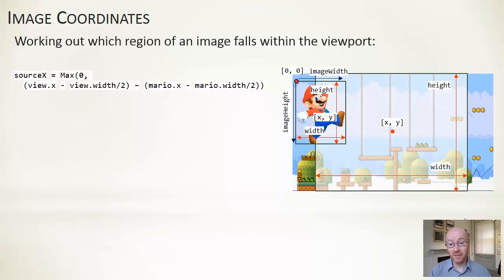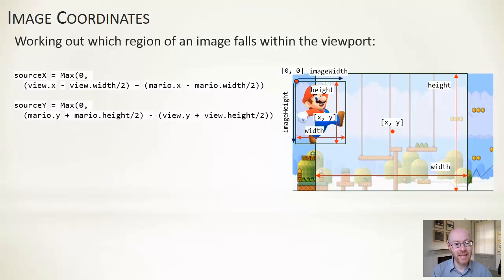We're doing exactly the same for the y coordinate, looking at where Mario's height starts and where the viewport starts in terms of its height, using exactly the same principle, but taking into account the actual direction of positive y that we've talked about here. So we work out the source x and the source y. Fairly straightforward, simply based upon where the image starts relative to where the viewport starts.